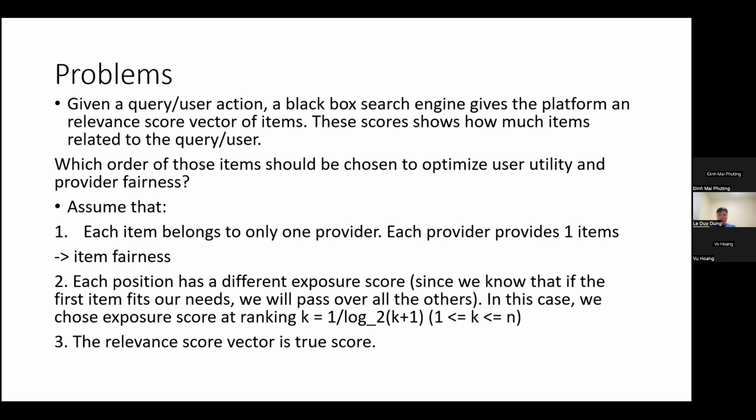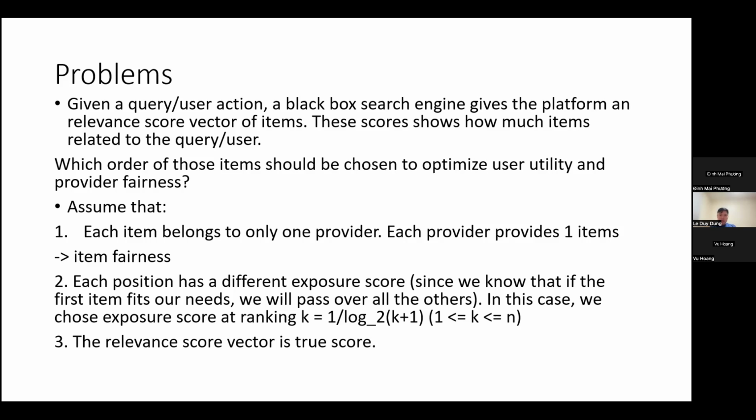So we will know that if we choose this item for the query, or maybe for the user, how much utility we could gain from that item. The second thing is we have to decide the order of the items in the recommended list. So which order should we choose?